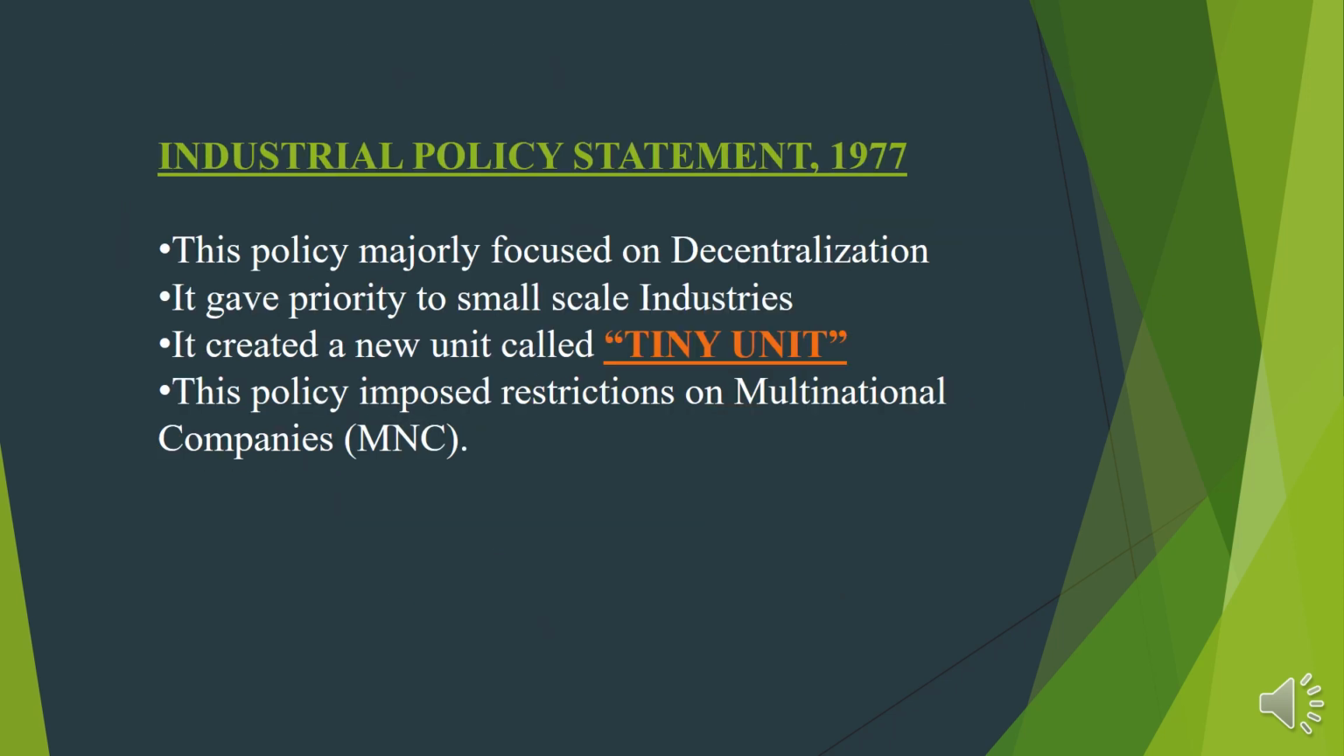Industry policy 1977. The policy majorly focused on decentralization. It gave priority to small scale industries. A new unit called the tiny unit was introduced. The policy imposed restrictions on multinational companies, that means MNCs.